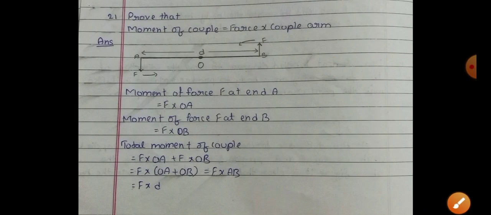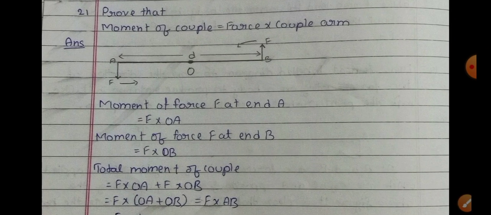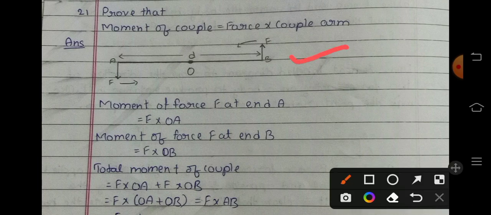Next question, 20th question. Prove that moment of couple is equal to force into couple arm. So first draw the diagram here. Again see here that two forces acting in opposite and parallel directions are there. Here the points are named A, B, two forces of magnitude F, and the midpoint is O, and from here to here the distance is D.